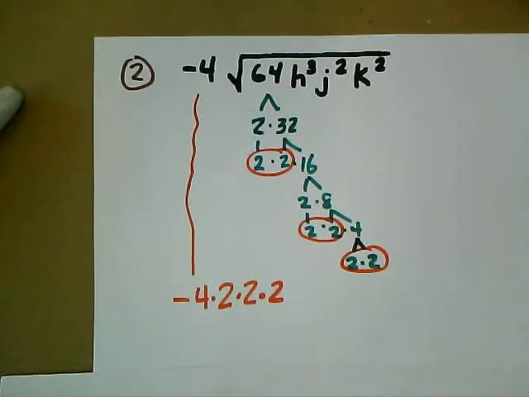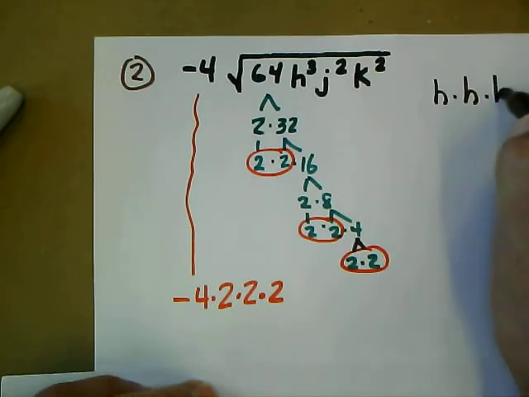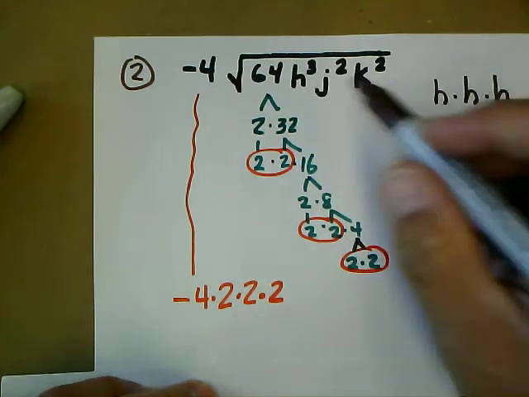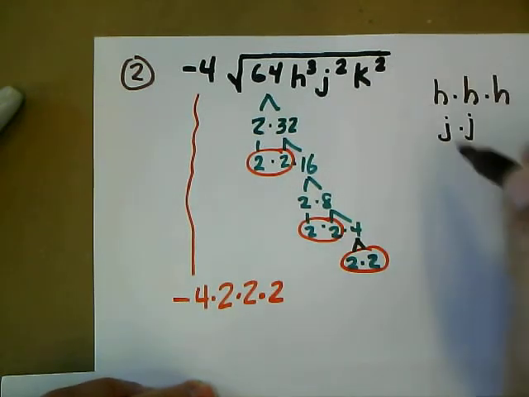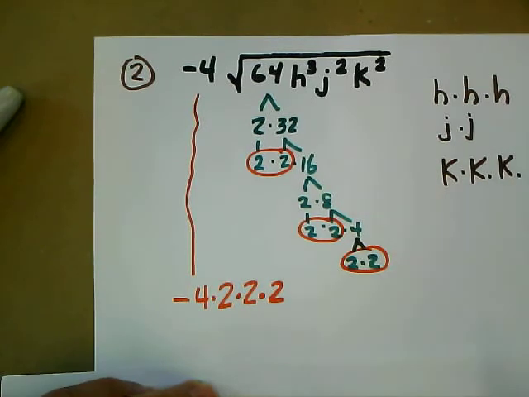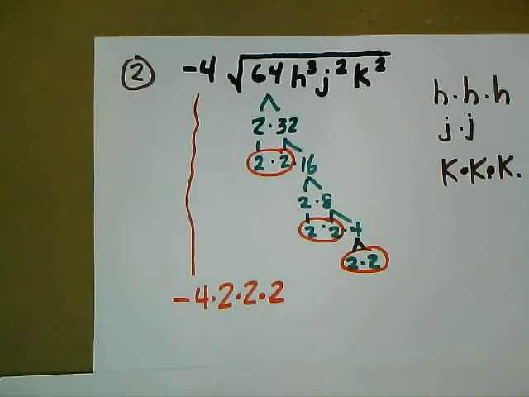Now we need to look at those variables. So we have h to the third, so that's h times h times h, itself 3 times, j times j, and we have k times k times k. I don't know why I put a period there. It's times, don't need that. Ha ha ha on that. I know that every time that happens in class, somebody's got something smart to say about it.